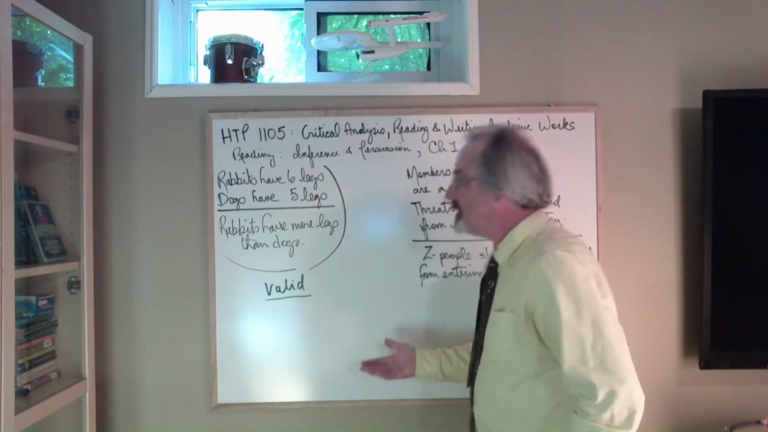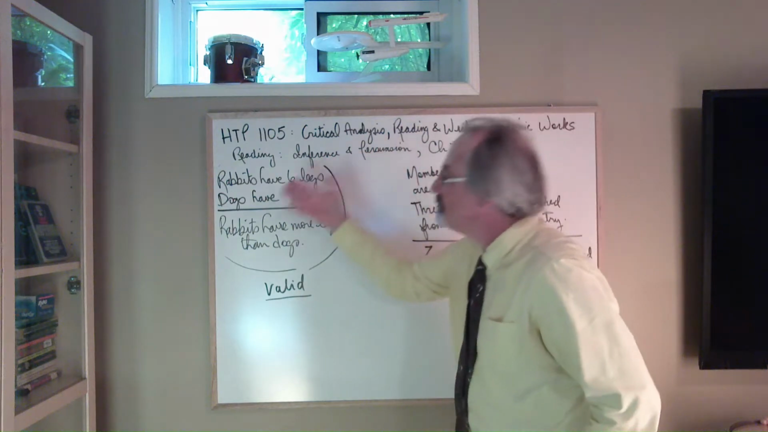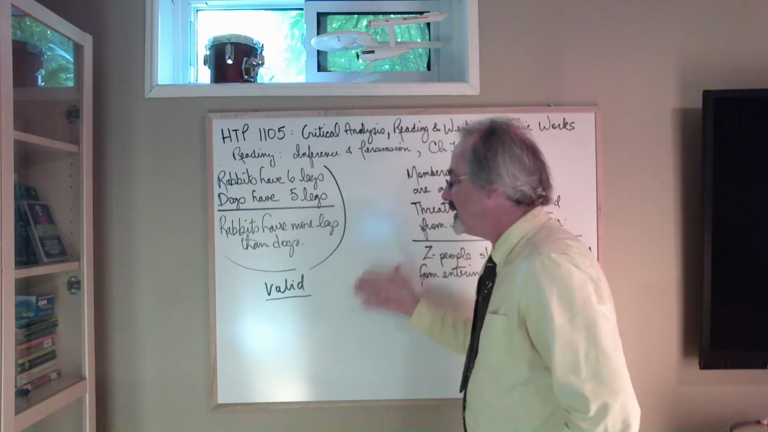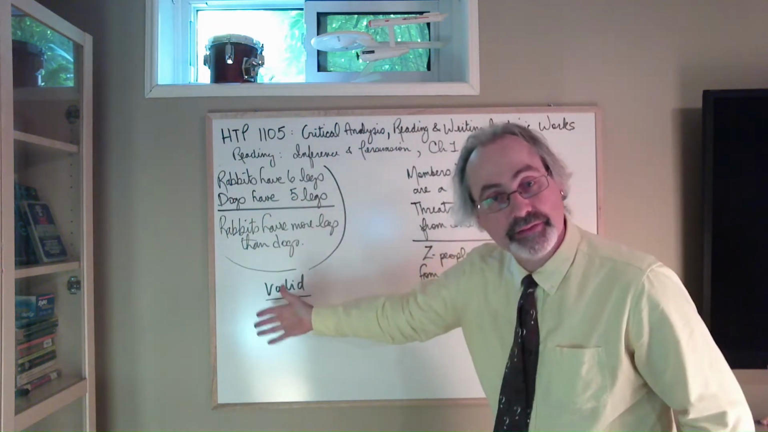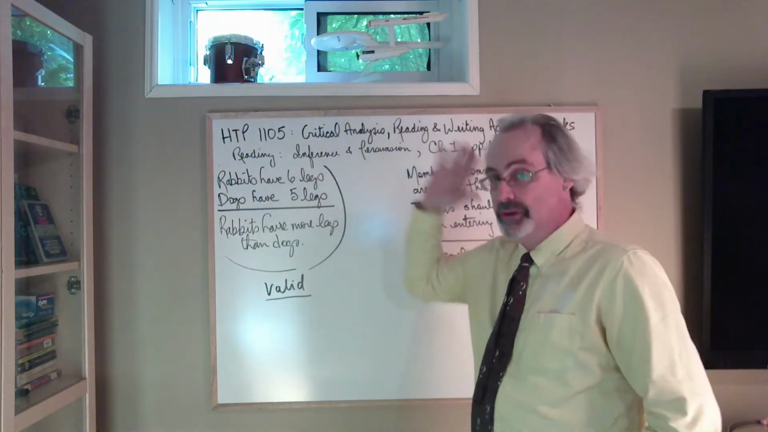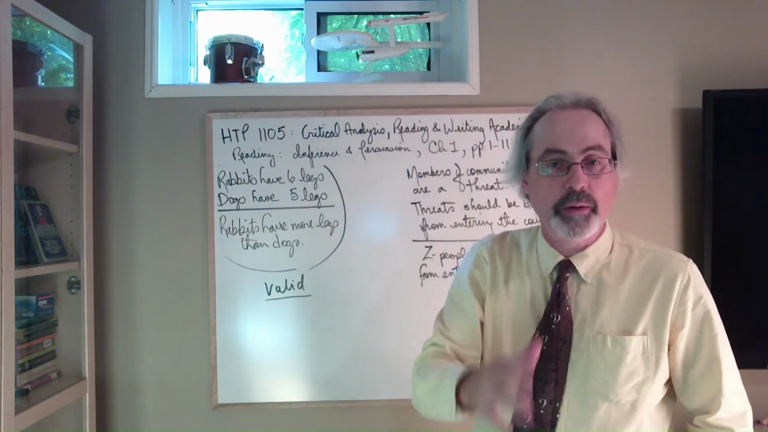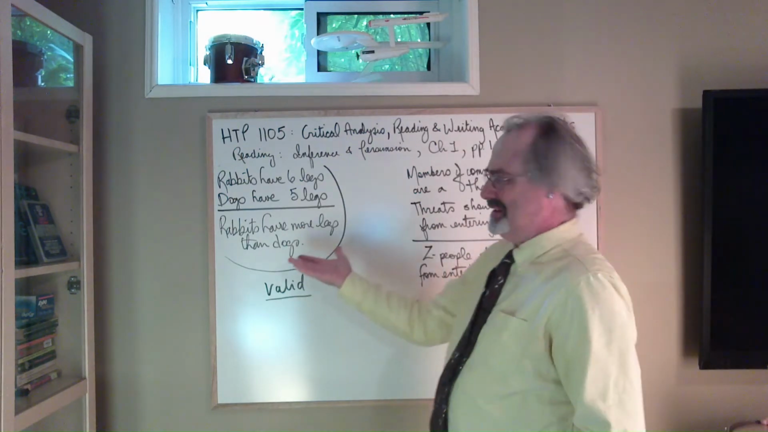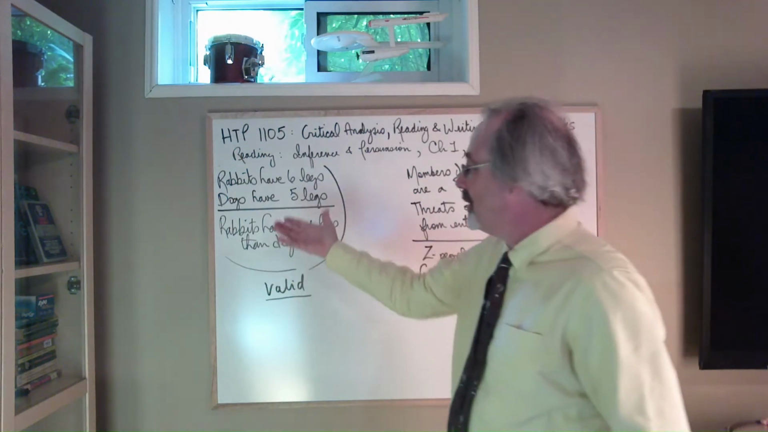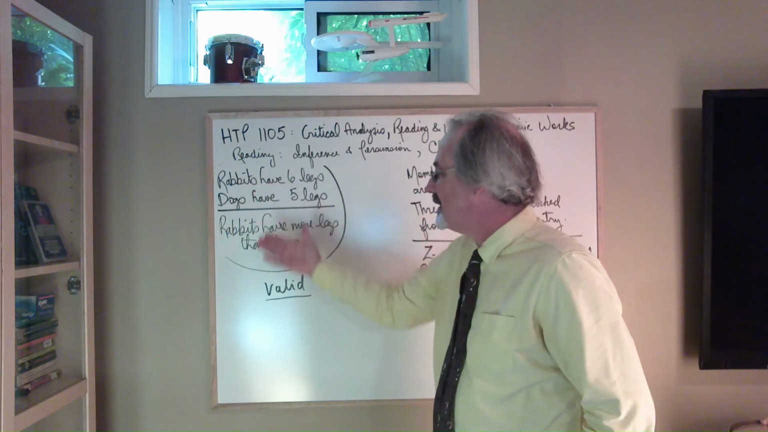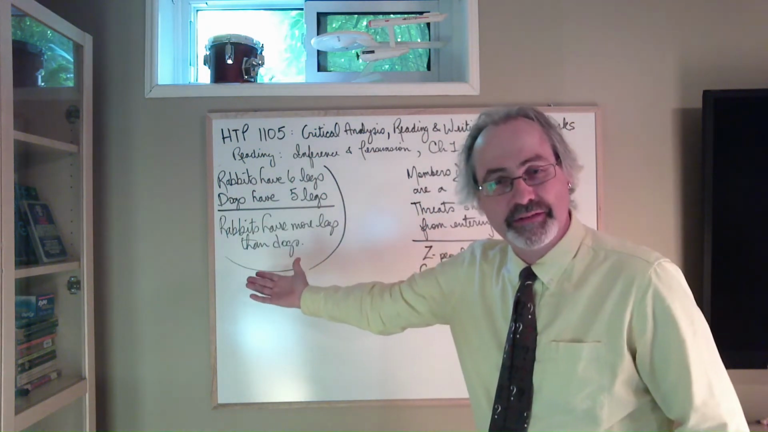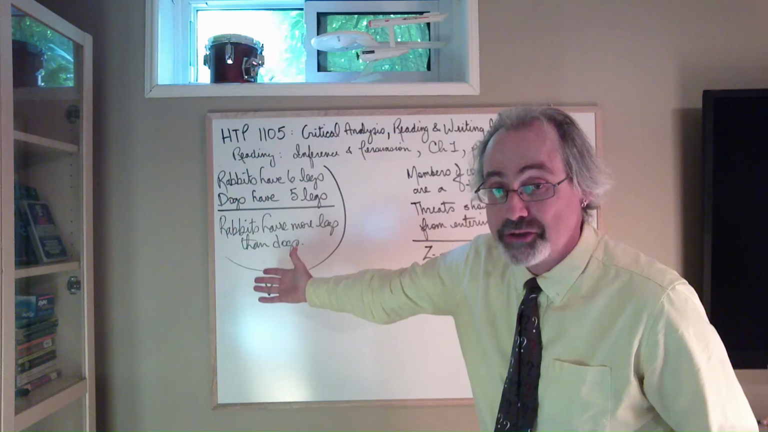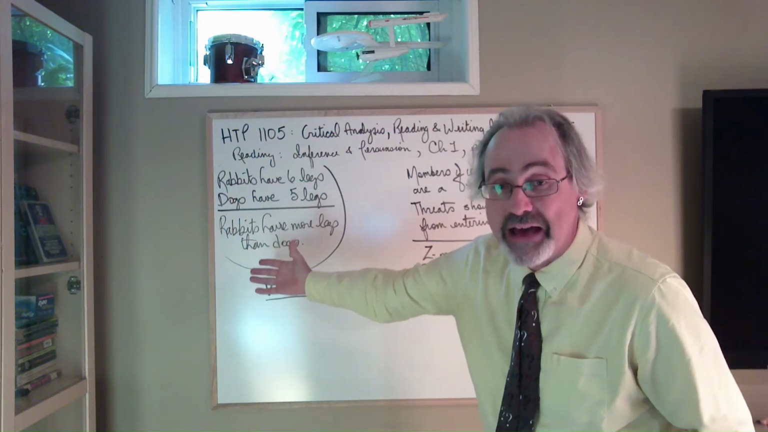So let's look at this. Rabbits have 6 legs. Dogs have 5 legs. Rabbits have more legs than dogs. Yes, it's valid. Premises, if they're true, conclusion has to be true. No problem there. But the premises and the conclusion, this is all false. What are you talking about? This premise is false, so is that one, and that conclusion, but it's a perfectly logical argument. It's a perfectly valid argument.